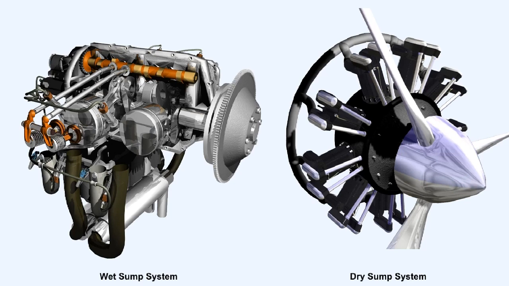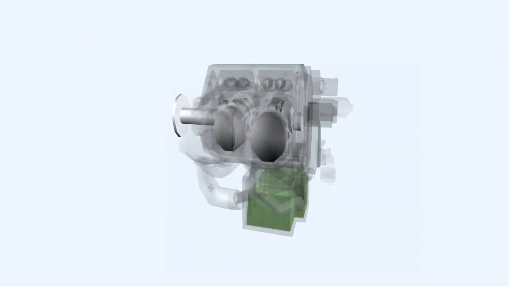However, there are 2 types of systems available for controlling and delivering the oil to the engine components. They are the wet sump system and the dry sump system. The primary task of the lubrication system of the engine is to reduce friction and component wear. It also has a number of secondary functions.